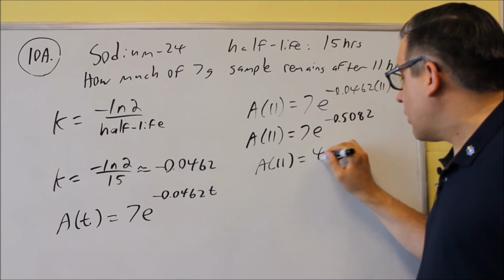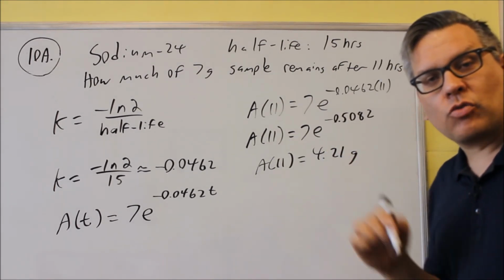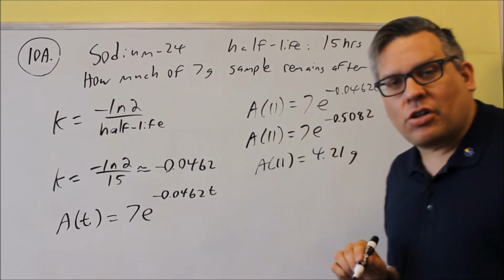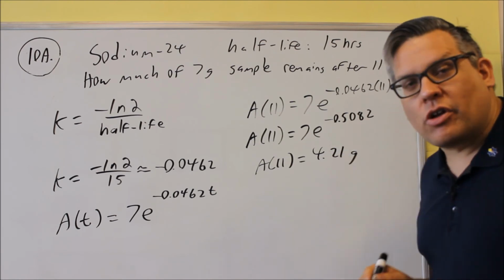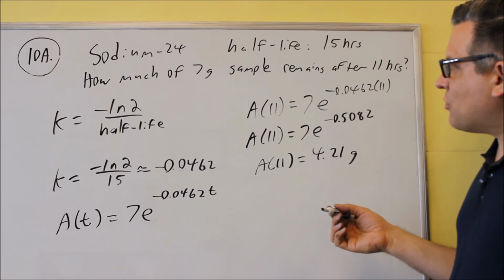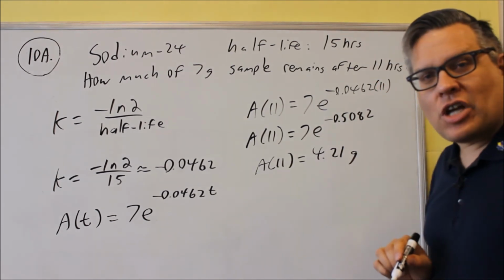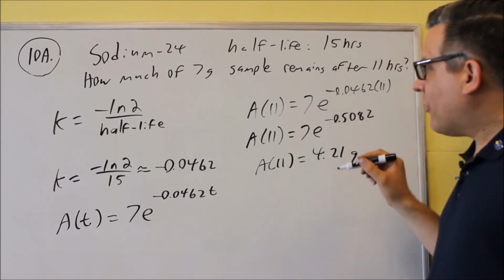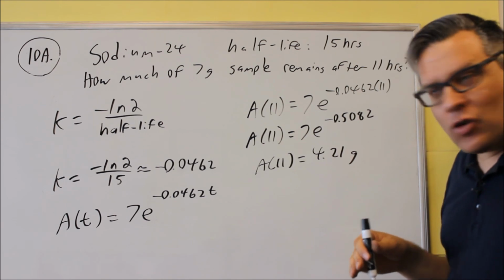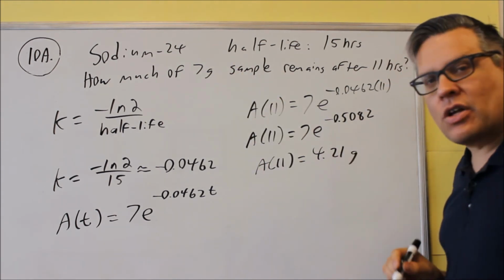If you put that into the calculator, you get 4.21 grams. The question on the test will tell you what to round to, or it may even say to round to the nearest whole number. Because it didn't mention it here, I'll use 2 decimal places by default, so 4.21 grams. That makes sense because it takes 15 hours for half of the sample to decay away. We're at 11 hours, so we should have a little more than half left, and half of 7 is 3.5. So that answer makes sense for what we got here.